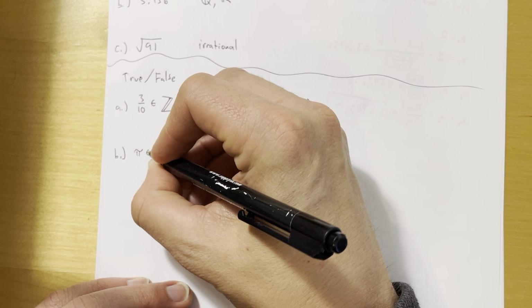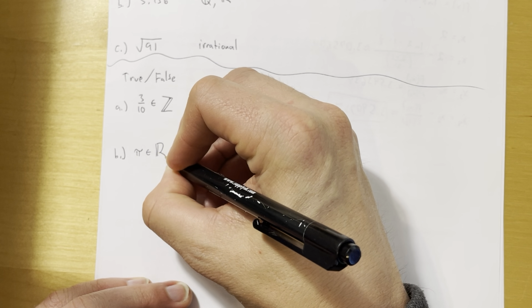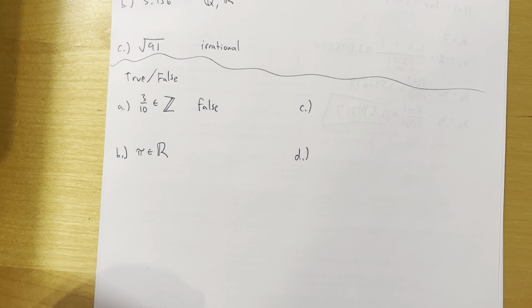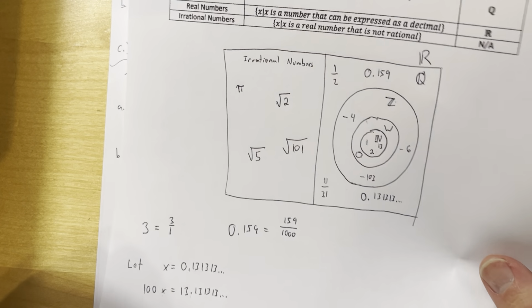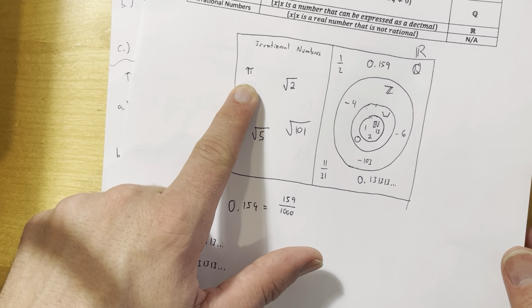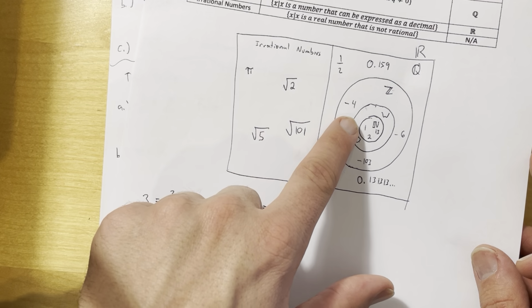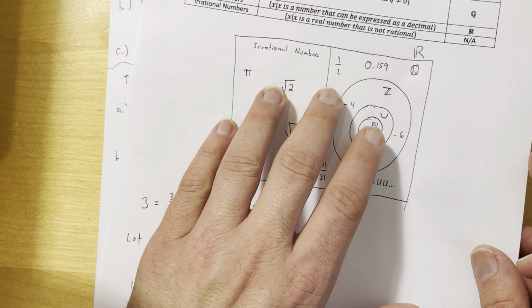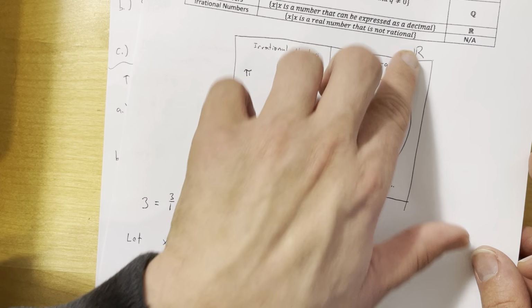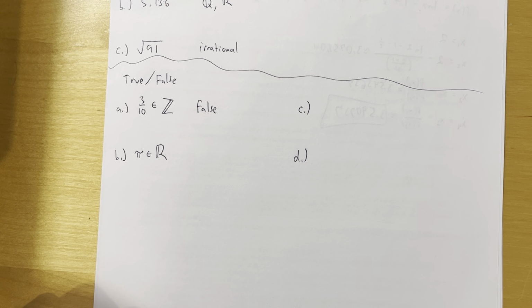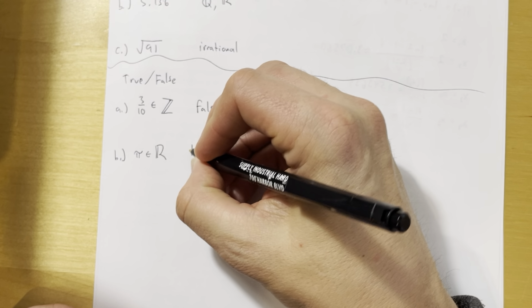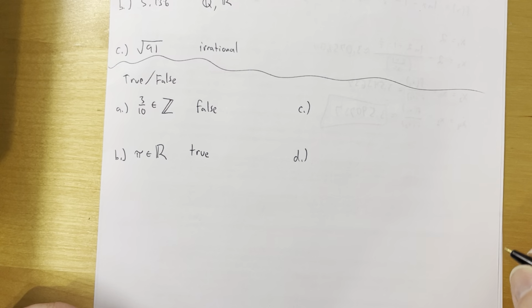Okay, let's try another one. Pi, is that an element of the real numbers? Well, pi we've listed over here as one of our irrational numbers, but whether irrational or rational, any number belonging to either of these sets is automatically going to be real. So yes, this one would definitely be a real number, true.